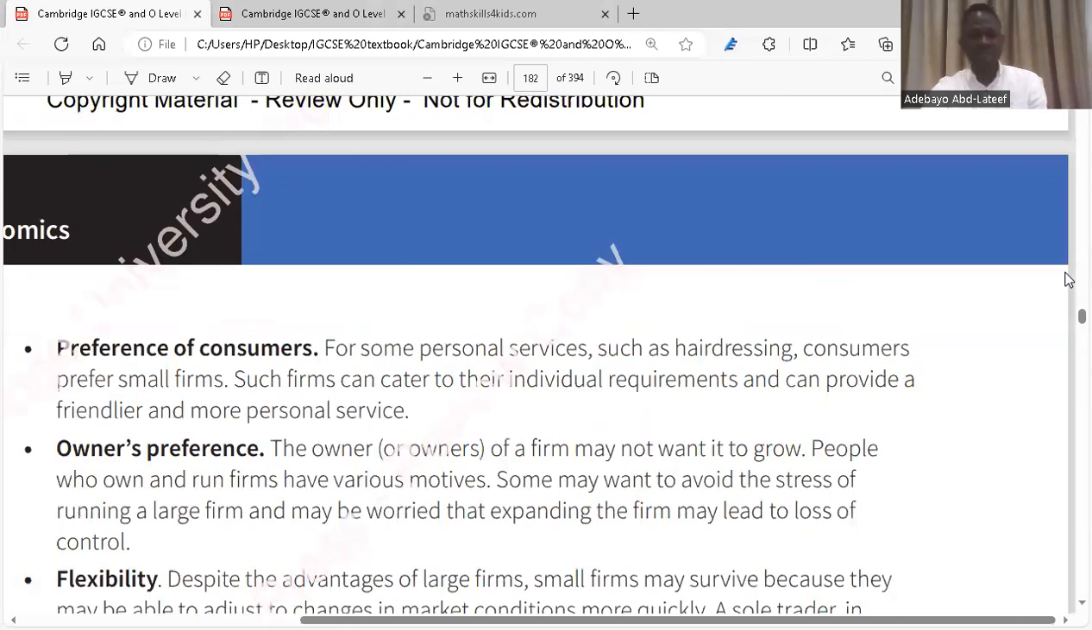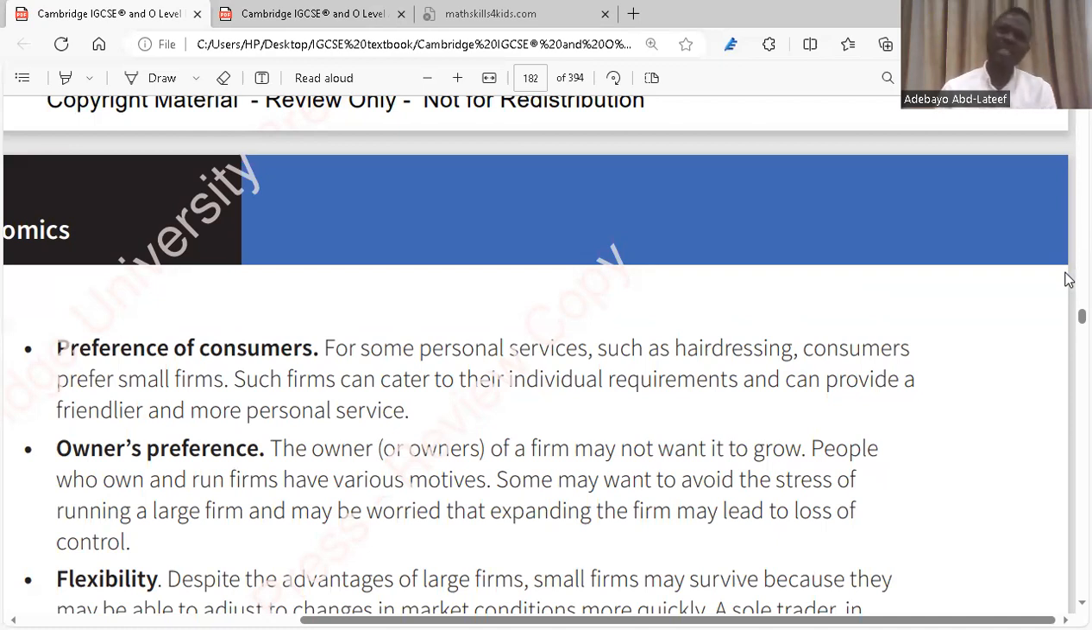Two, preference of consumers. For some personal services, such as hairdressing, consumers prefer small firms. Such firms can cater to their individual requirements and can provide a friendlier and more personal service. So another reason why some firms remain small is because of the preference of consumers. Personal services like hairdressing salons, barbing salons. Most of the time they are small because when they are so big, customers don't want to go there because they might not be attended to personally. So customers want one-on-one service. They want businesses that will listen to them.